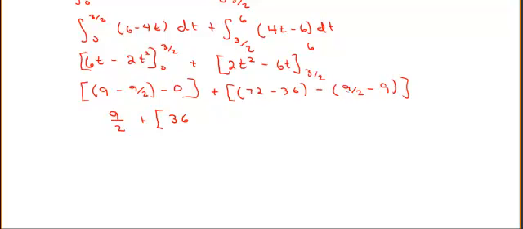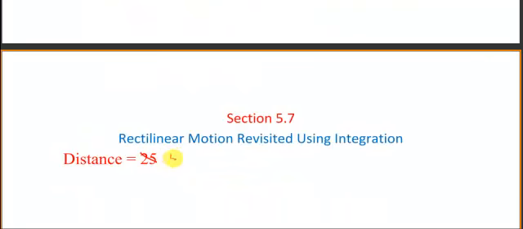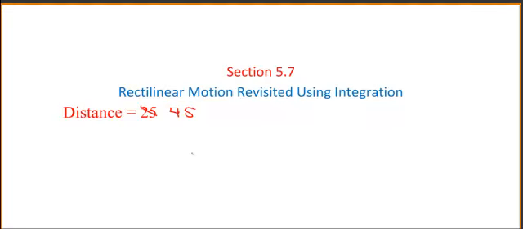And then 9 halves minus 9 is negative 9 halves, so I'm subtracting that, so we'll have plus 9 halves. And then 9 halves plus 9 halves is 9, plus 36 is 45, so 45 should be the distance. I must have been half asleep when I wrote those in. So that's going to be the distance.